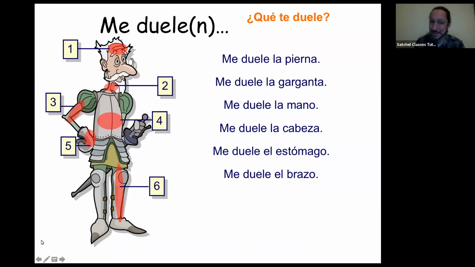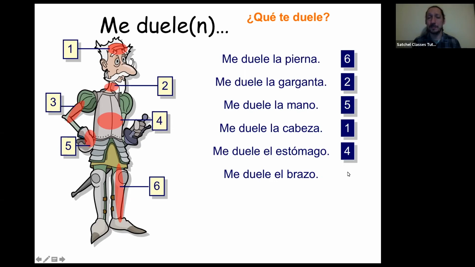I'm back. Let's have a look and see how these sentences match with our Don Quixote's picture. So let's see. Me duele la pierna. Can you guess which one that is? Number 6. Me duele la pierna. My leg is sore. Me duele la garganta. Number 2. My throat is sore. Me duele la mano, me duele la cabeza, me duele el estómago, y finalmente me duele el brazo. Number 3. Very well done.